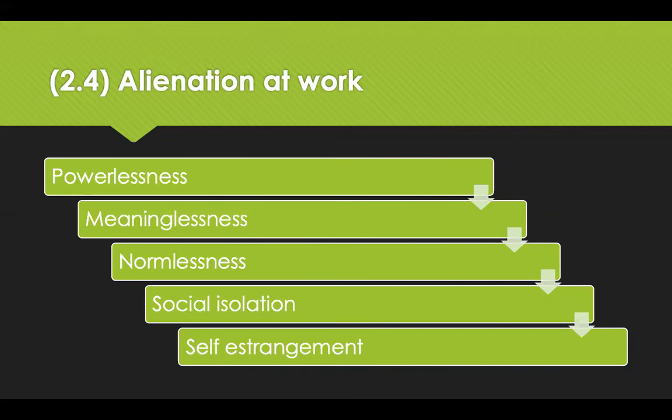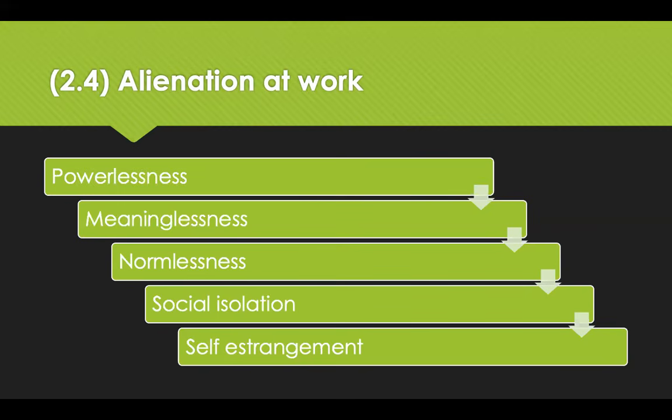Now, Seeman argued that alienation was a multidimensional construct made up of 5 social psychological areas. So we have powerlessness, which is the realization that the individual has a lack of power. Meaninglessness, which is where the individual believes that they have little to do, or whatever they do has little or no meaning. Normlessness is a breakdown of the social norms relating to an individual's conduct in the workplace.